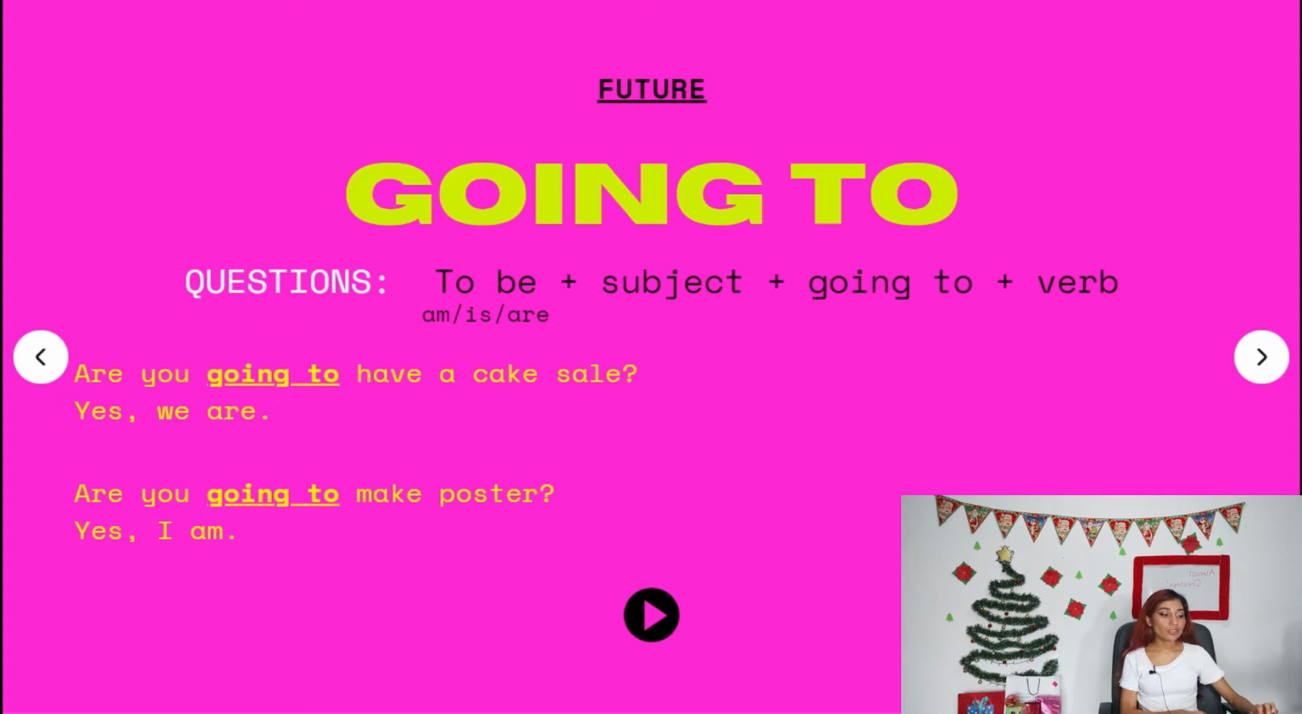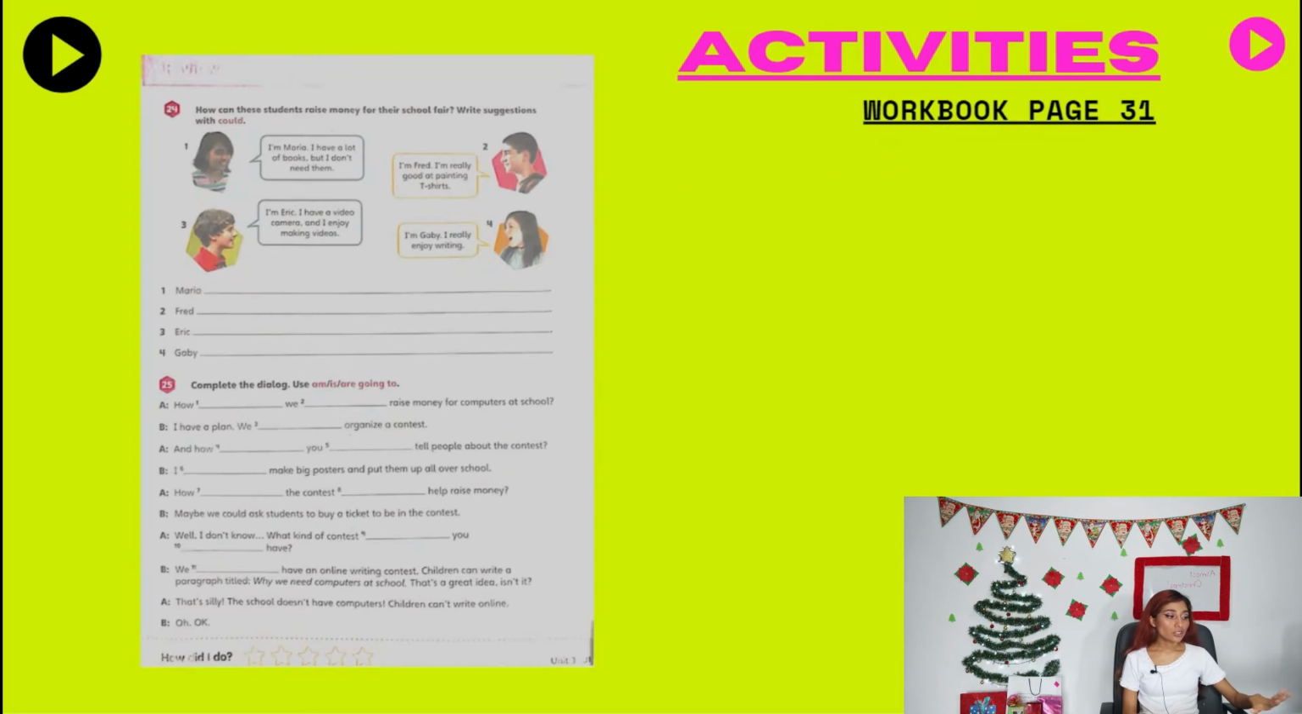Yes, we are. Entonces contestaríamos de la misma forma. The subject and the verb to be. Como ya usamos are, vamos a contestar con are, okay? The second example says, are you going to make posters? Yes, I am. It's the same structure. So now we can go to the activities on workbook page 31.